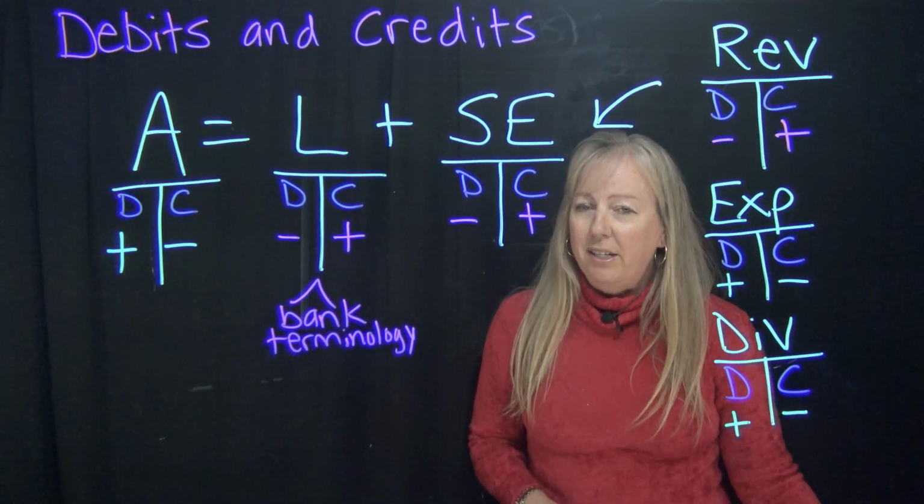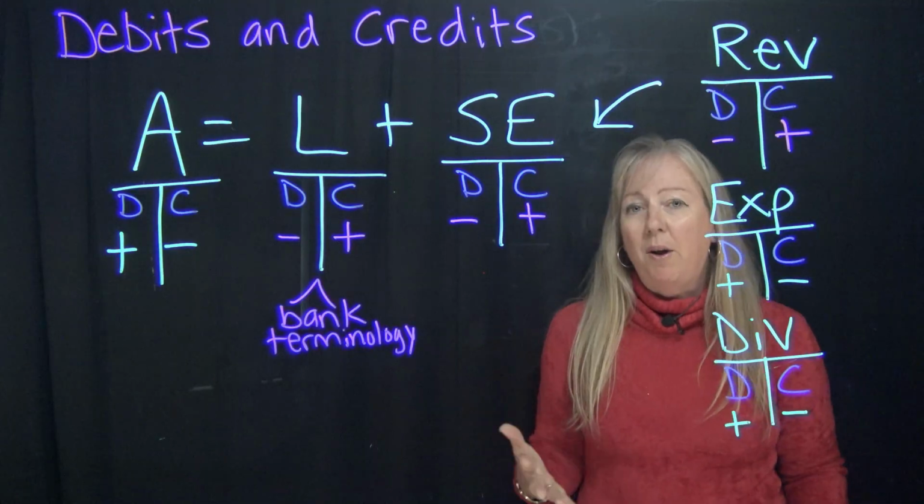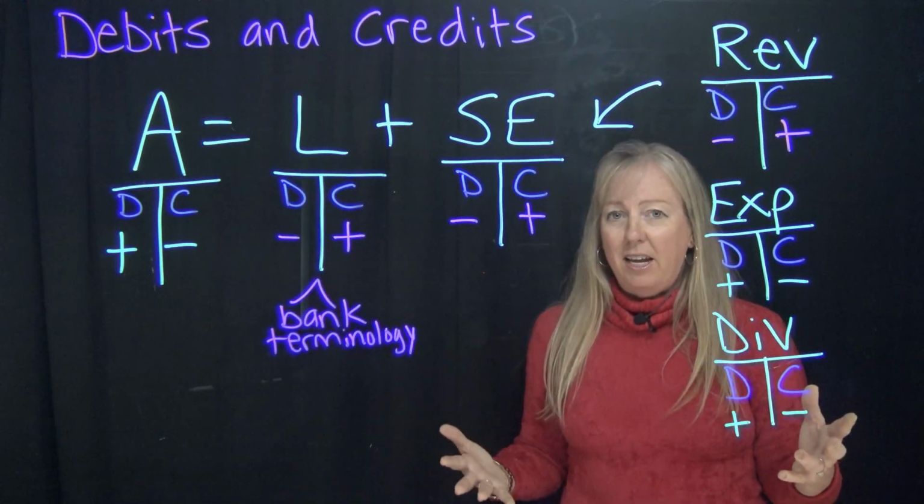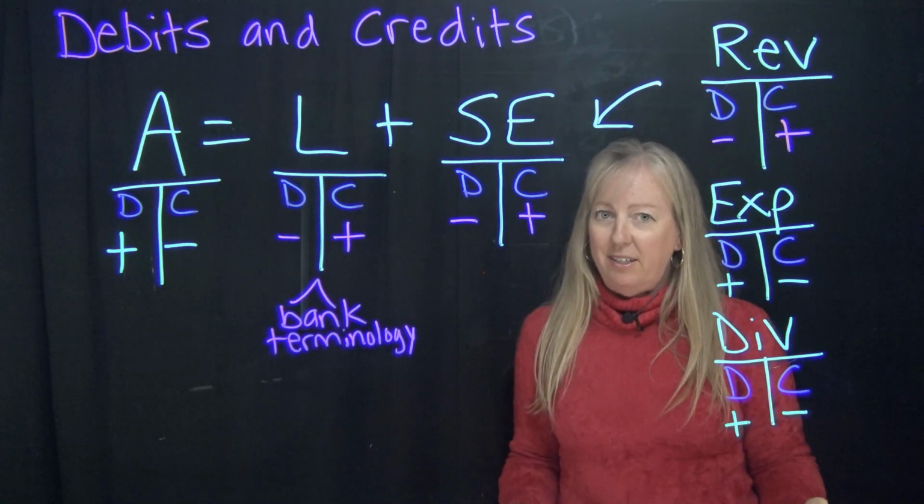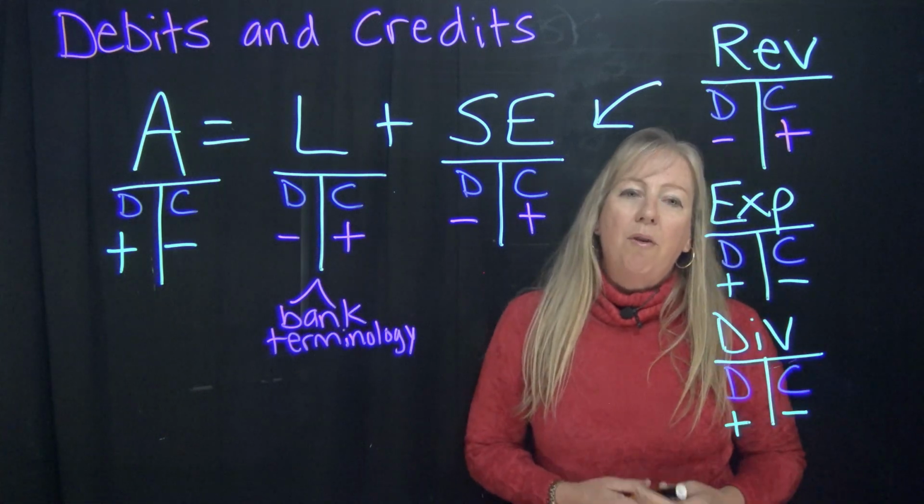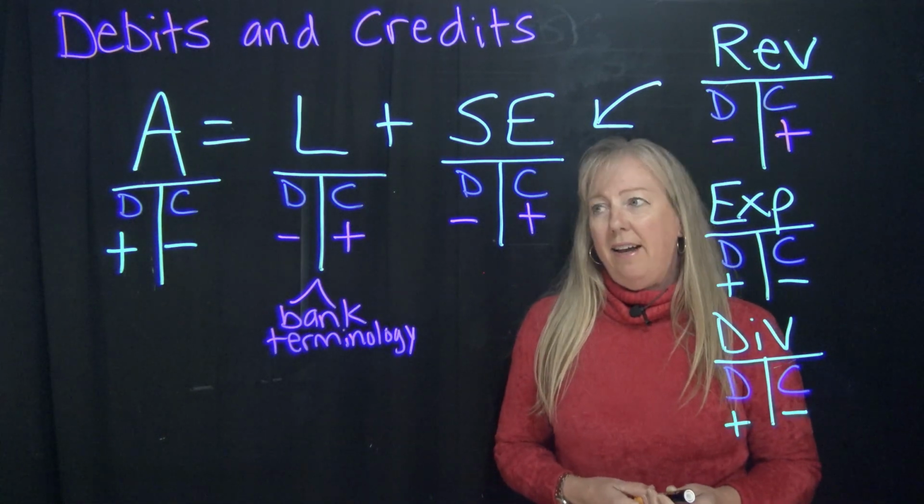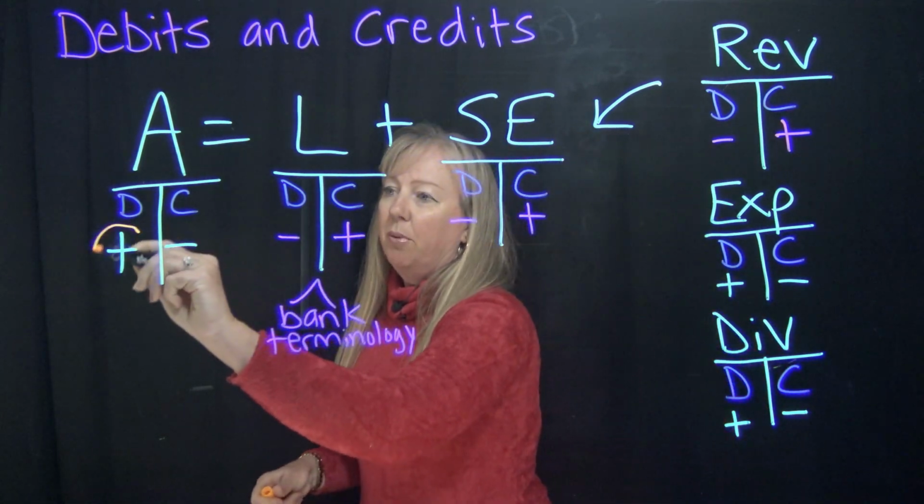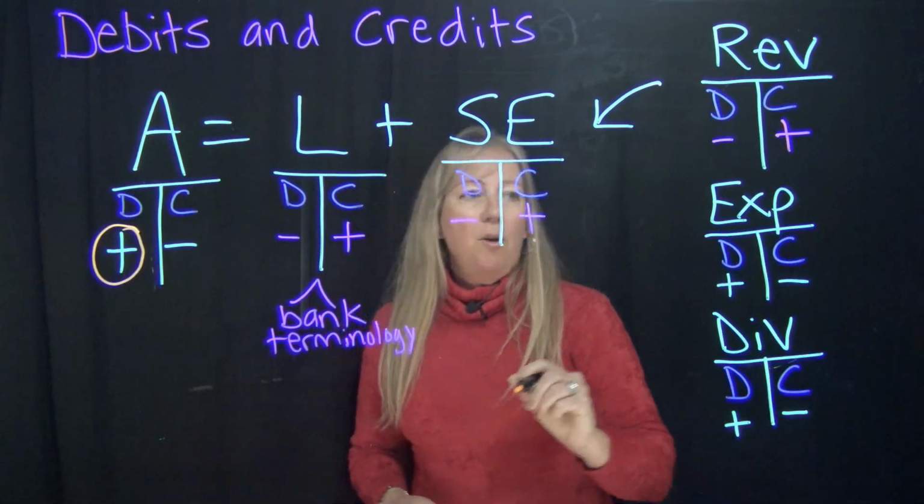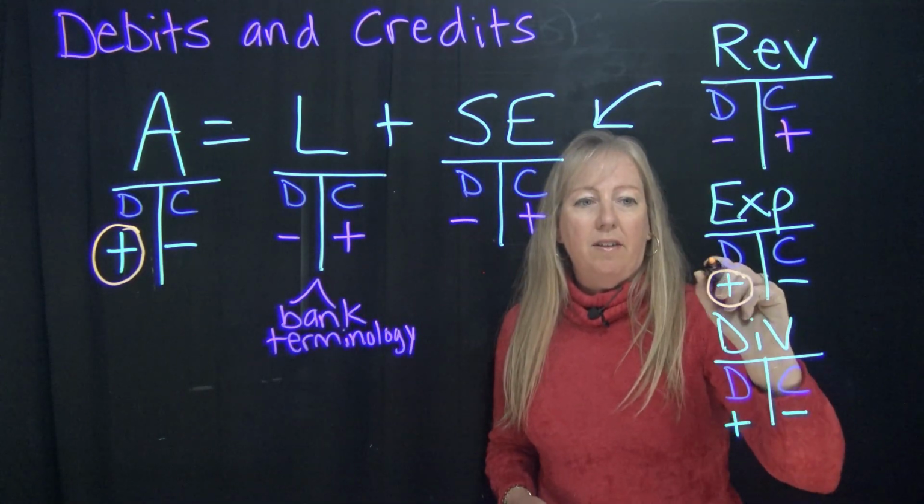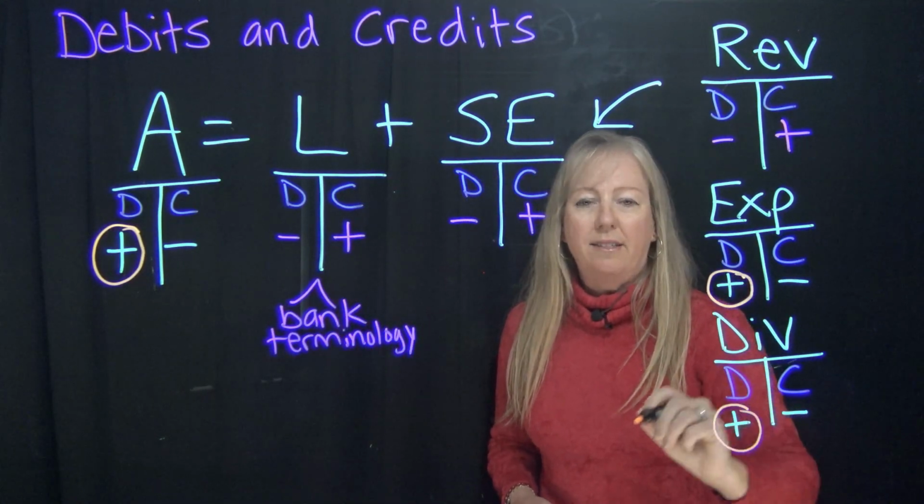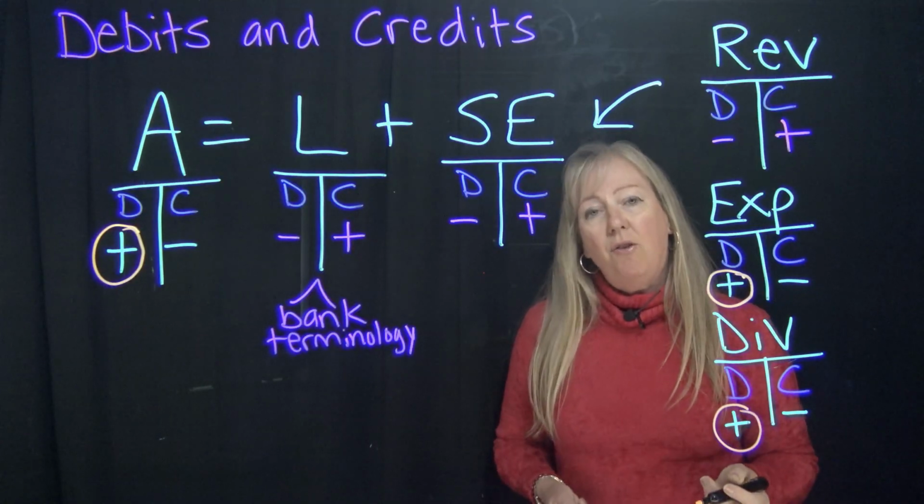Now let's go and summarize those and help you come up with a great way to remember what's going to increase on debit and what's going to increase on credit. Let's take a look at where all the pluses are for the debit side. We see under assets, the plus is on the debit side. We see under expenses, the plus is on the debit side, and dividends, the plus is on the debit side. That's called the normal balance.